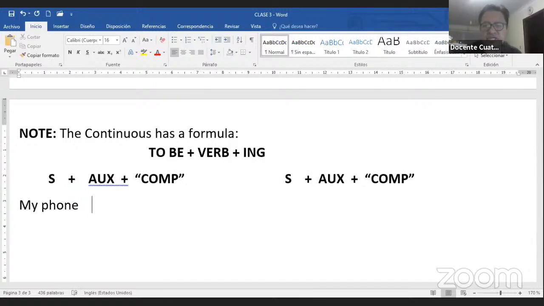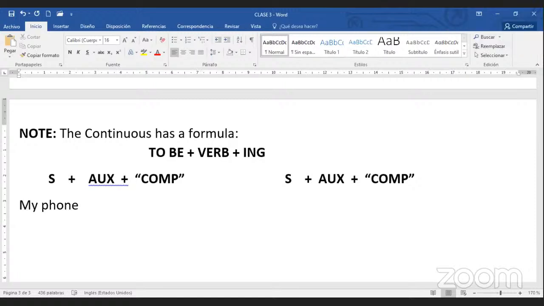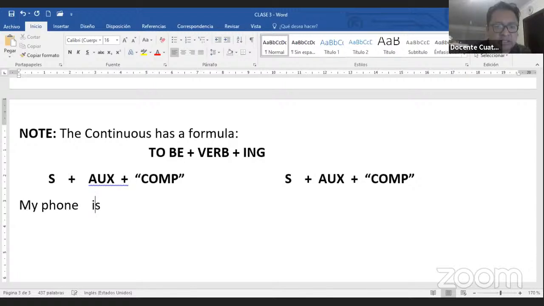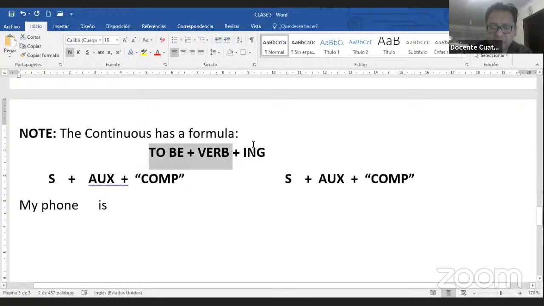So, Liber, which is the verb to be for my phone? My phone am, my phone is, or my phone are? My phone is. Very good. Now, careful. Check the formula. We have to be now. It's is. What do we need now? A verb. Gabby, give me a verb. Which verb do you want?